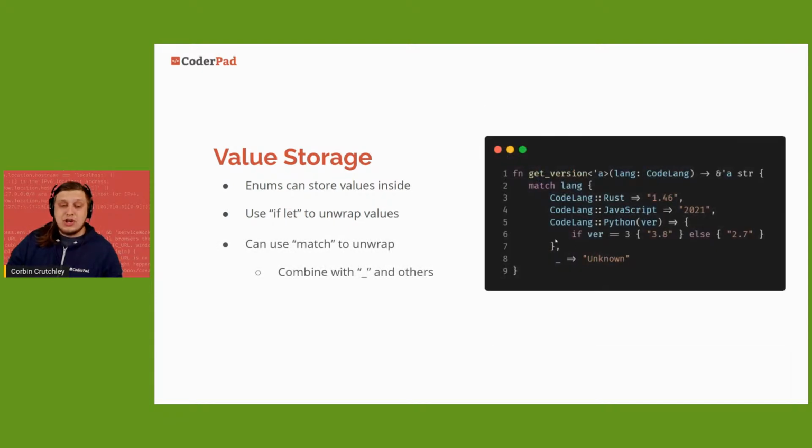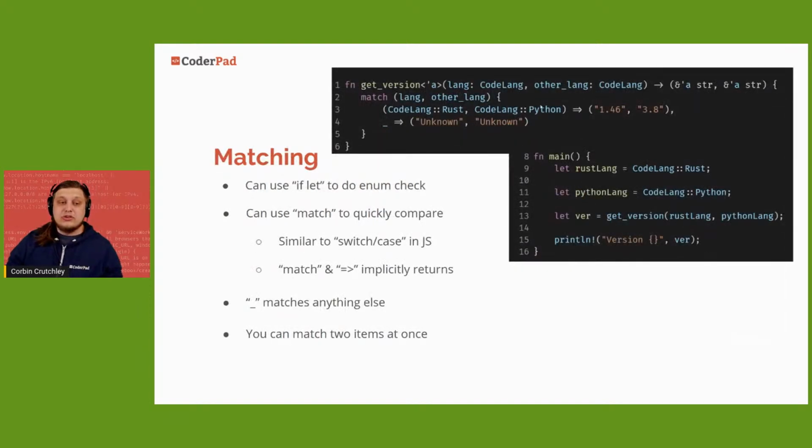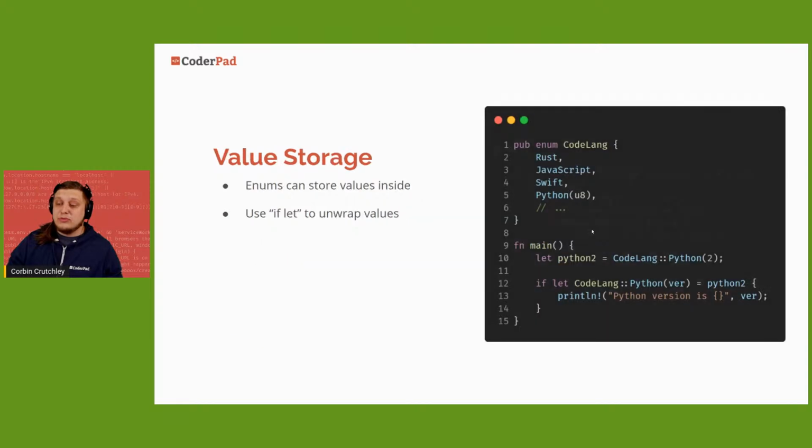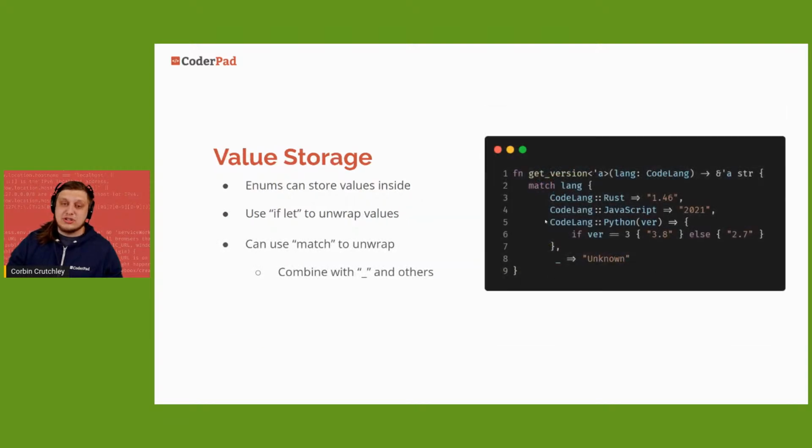We can also use match to unwrap the values. So very similarly to how we do things in the if let, we check in the match if one of the items is Python. We get the version, right? And then we can check if version equals 3, return 3.8. Otherwise, it's 2.7, right? So we're able to more precisely get. Keep in mind, if we did something like this, we could do Python 2, like we could use the enum value unwrapping with multiple items. We can use underscores. We can use all the same features of match. And this is why match is really powerful, especially combined with the value storage.